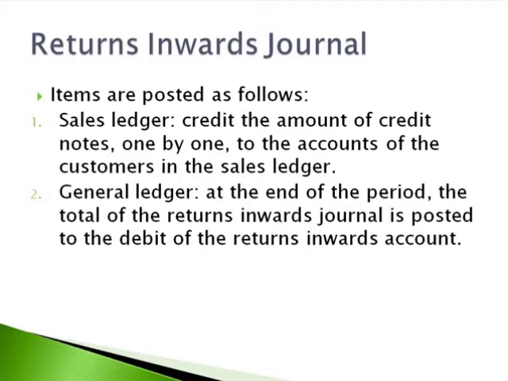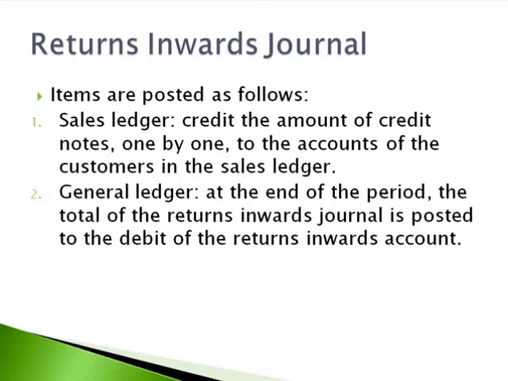And in the general ledger, at the end of the period, the total of the returns inwards journal is posted to the debit of the returns inwards account. I repeat, at the end of the period, just like with the purchases account, the total of the purchases journal is normally posted to the purchases account under the general ledger. In this case, the total of the returns inwards journal is posted to the debit of the returns inwards account. Right? Why would you do this?